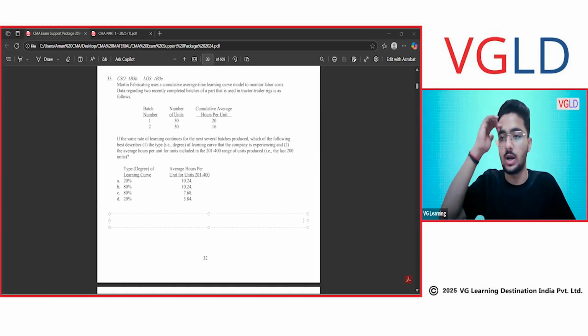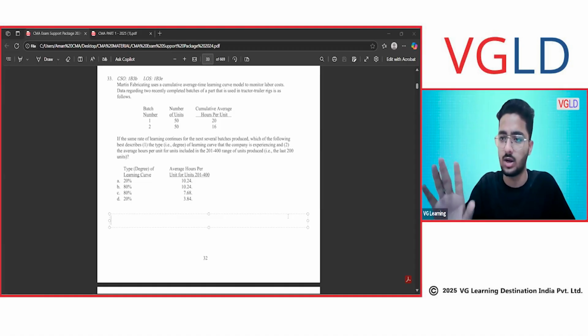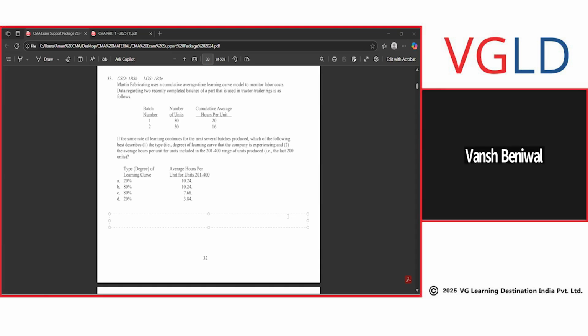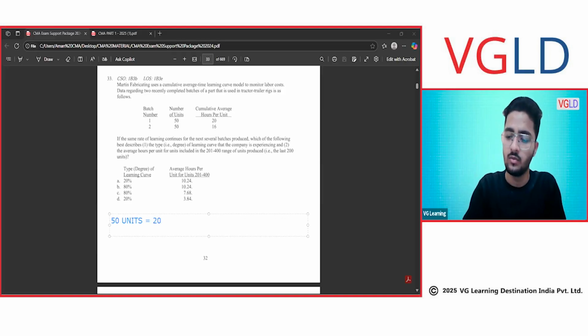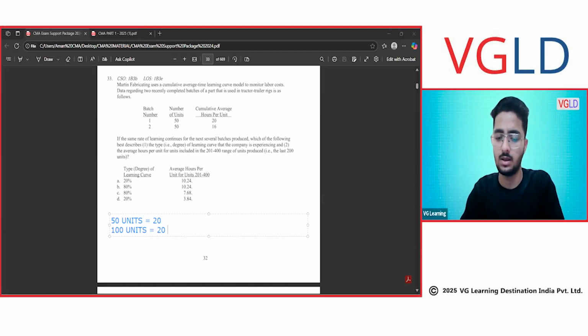Just a moment. Once you got it, how to find out the percentage? Till percentage we all got it, right? Now after percentage, let's do this. First batch was 50 units, so for 50 units we took 20. For 100 units, use the cumulative double method: 20 multiplied by 2 multiplied by 80%.